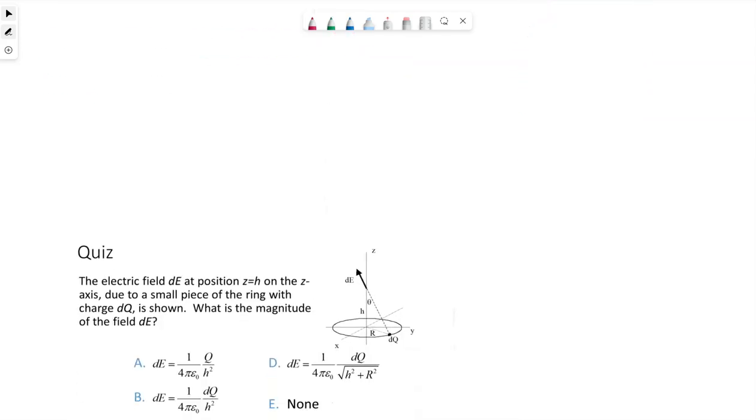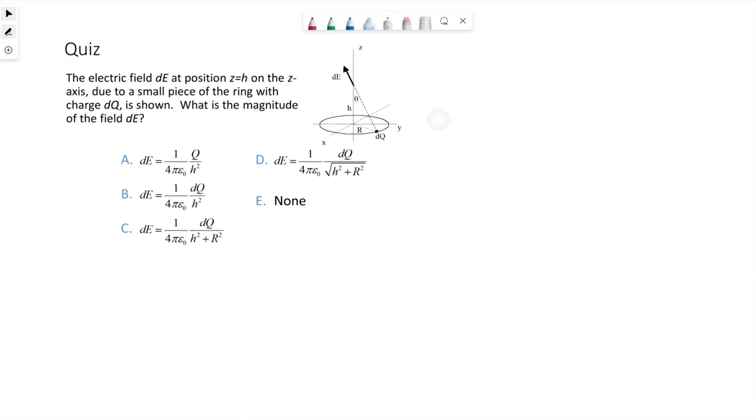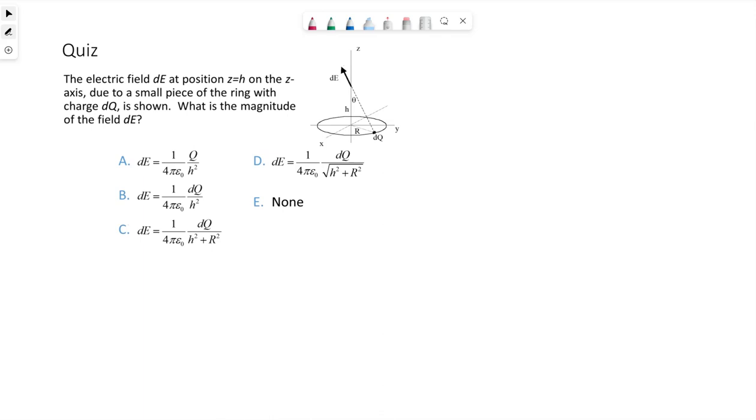First, though, these questions will help us think through the process of setting up the integral. So what do you think about here?